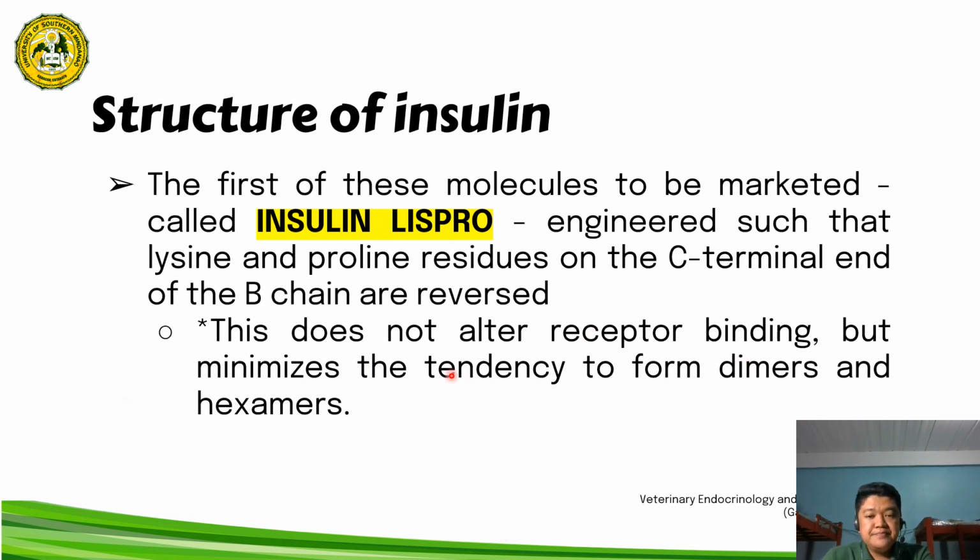So again, the monomers and the dimers are considered to be greatly absorbed. They are more absorbed compared to that of the hexamers. And that is why this insulin lispro was made, in order to prevent the insulin from forming these dimers and hexamers. Because again, the monomers are more absorbed in the body.